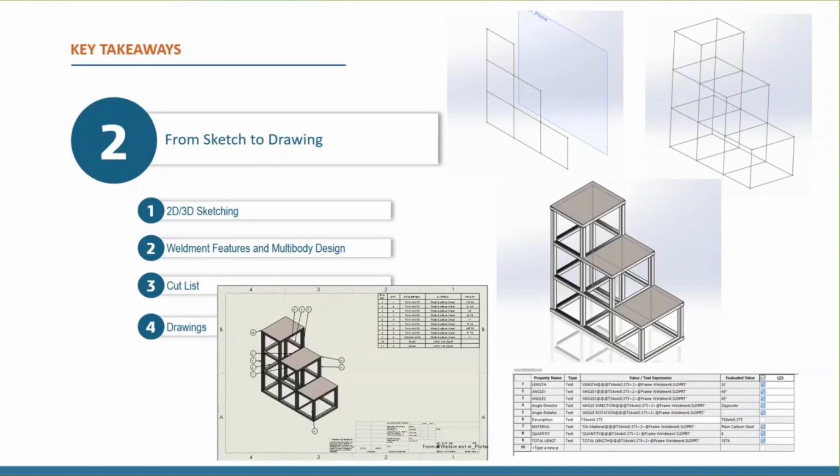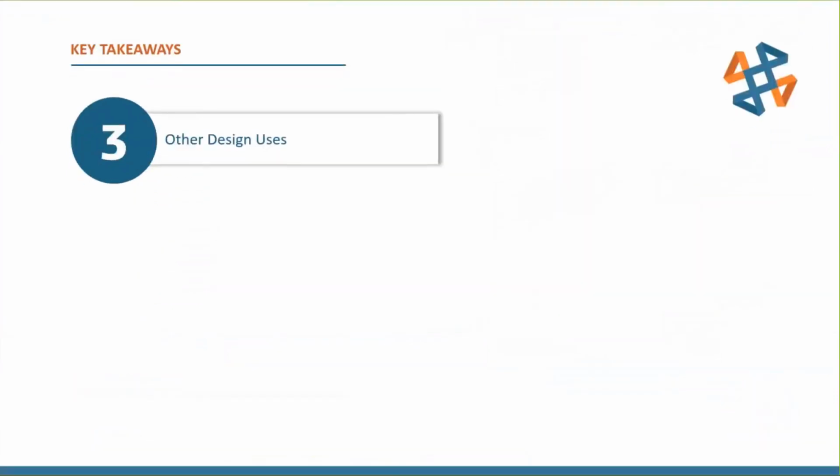What did we cover? We talked about going from 2D sketching, 3D sketching. We talked about a derived sketch. We looked at some weldment features and adding additional multi-bodies like sheet metal. We talked about the cut list a little bit. We talked about drawings. So not going to show you all this, but just give you an idea here.